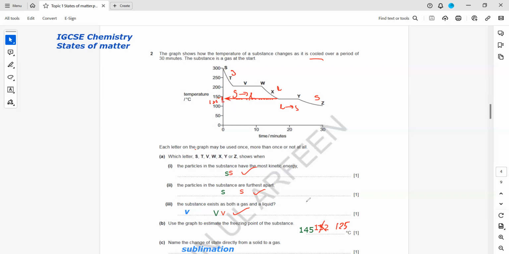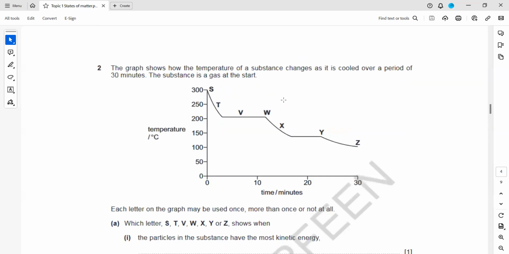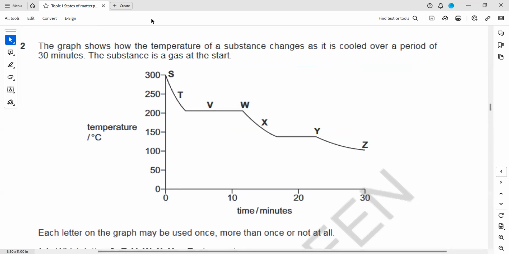125 also you cannot mention. Why can you not mention 125? Because 125 is not exactly at the center. When we draw the horizontal line to know the freezing point, it is near 150, but it is not exactly 125, which is the value in between. So it is above 125.